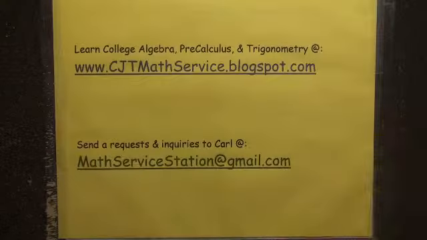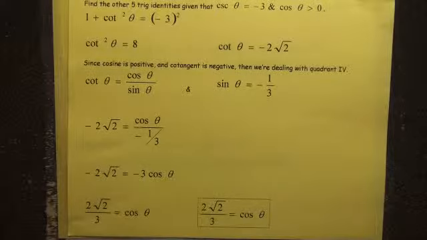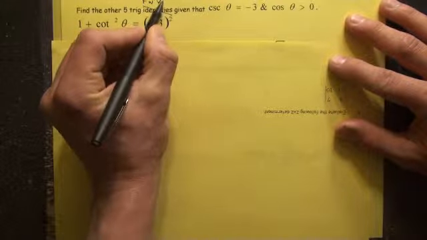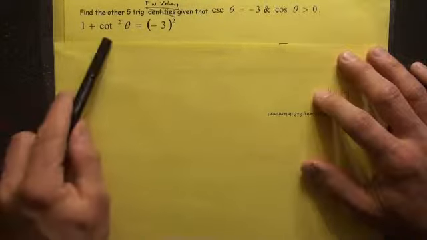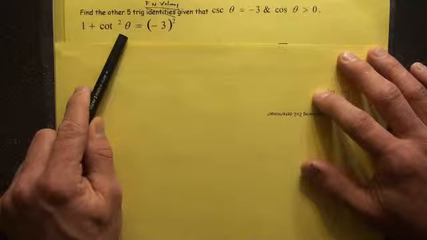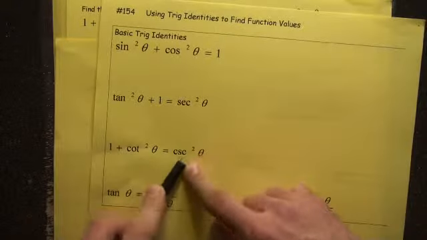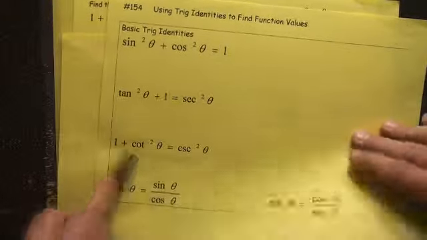All right. Let's continue. Next one. They tell us find the other 5 trig function values given that cosecant theta is negative 3 and cosine theta is positive. All right. We're going to use the 1 plus cotangent squared identity. Why? Because they tell us the cosecant. So we're going to use this one to help us figure out cotangent.